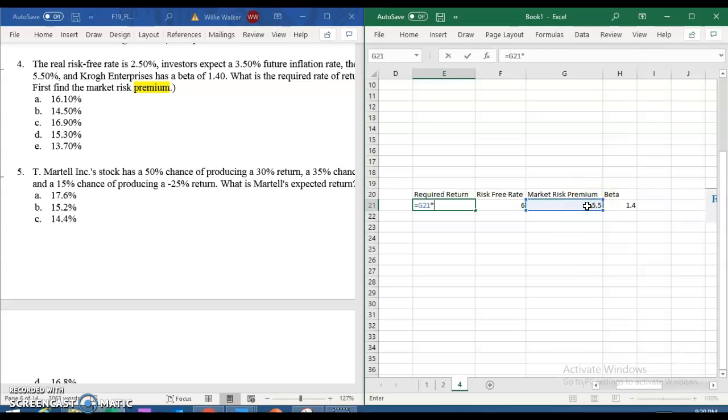So now in order to calculate our required return per our equation, we multiply market risk premium times beta, and we add our risk-free rate, which in this case includes future inflation. We're given the required return of 13.7. So answer choice E would be what we want to select.